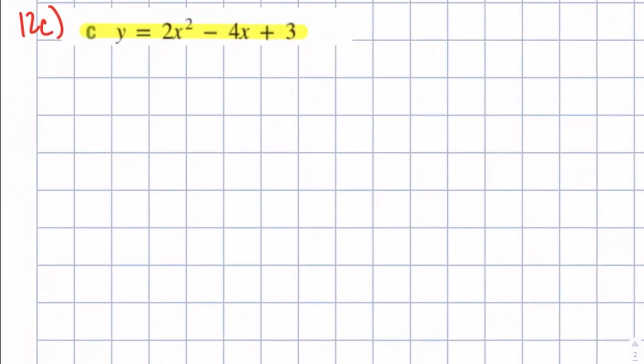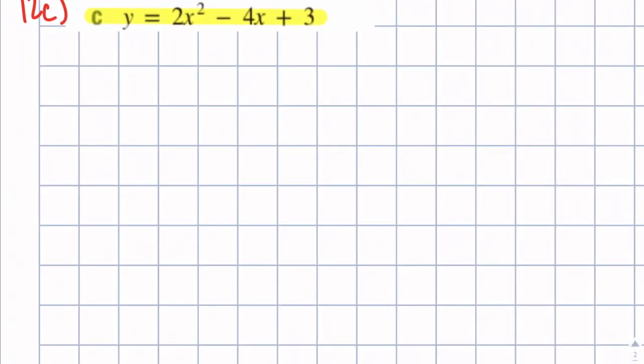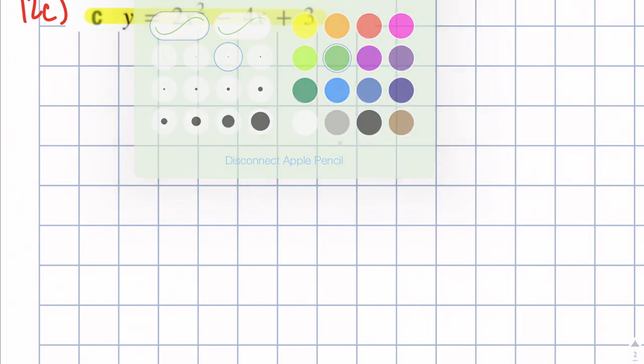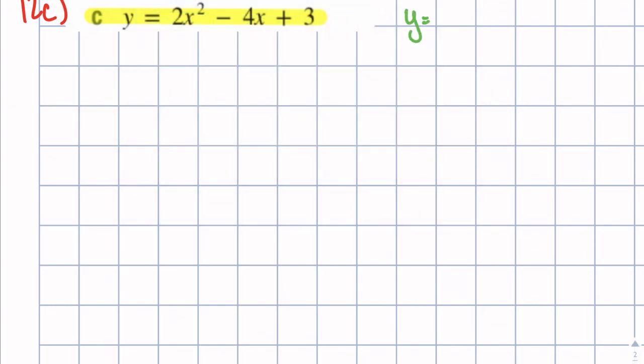Okay, now let's have a look at some completing the square questions. So, all the time with completing the square, we're trying to get in the form y equals a outside of x take h squared plus k. But right now it's in the form y equals ax squared plus bx plus c.